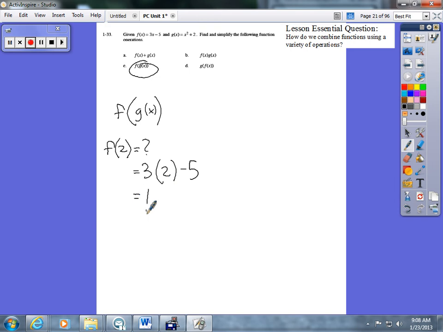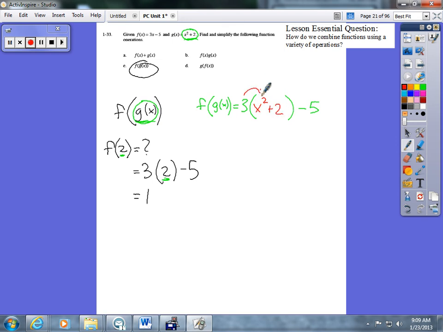Well, this is no different, except I'm not going to plug a 2 in, I'm going to plug g of x. Well, what's g of x? g of x is an equation. So just like I substituted a 2 here in for the x, I'm going to substitute an equation in for the x. So f of g of x equals 3 times something minus 5. Well, what is that something? That something is my equation for g, which is x squared plus 2. And then I would simplify.